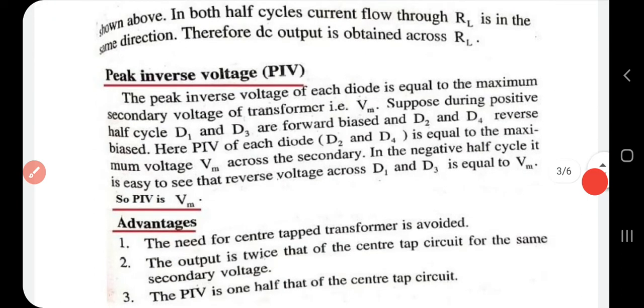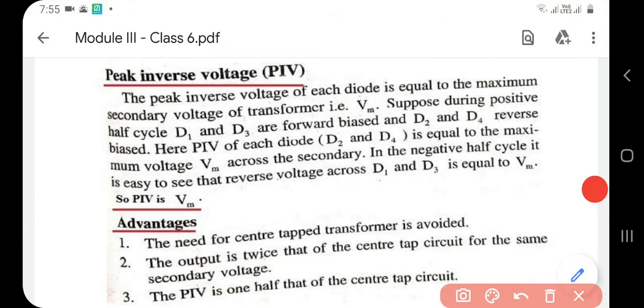And now here, what is PIV? PIV means, as I have already told, the maximum reverse voltage that can be applied to the diode without damaging the junction. Here it is VM. VM is nothing but the maximum secondary voltage of the transformer, VM.